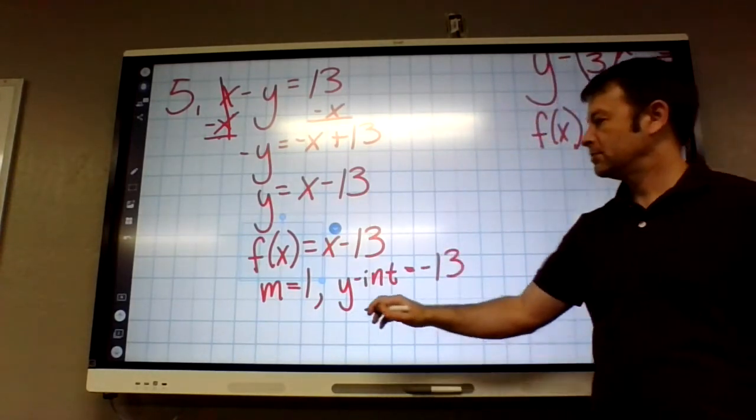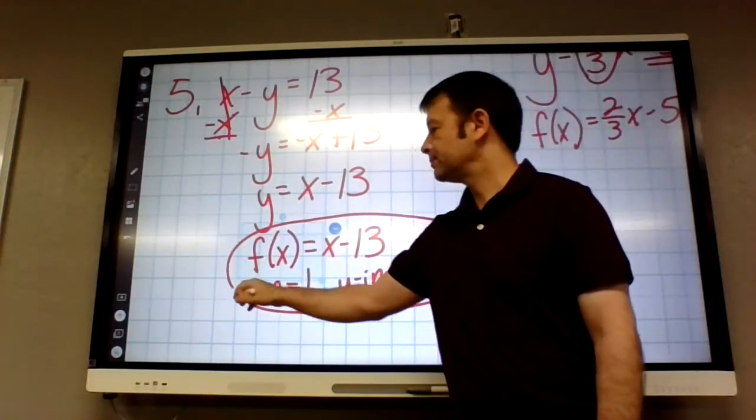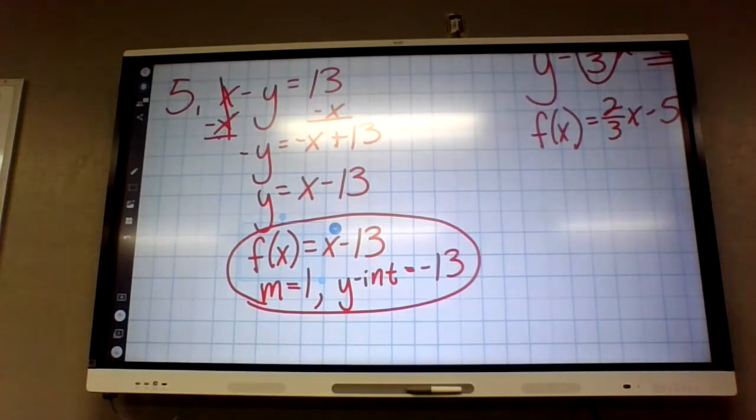Should we just put y or b? Yeah, that's fine. Y would not be a very good way to write it, but b would be a pretty good way to write it, yeah. Because y can be a lot of things, but there is only one y-intercept.